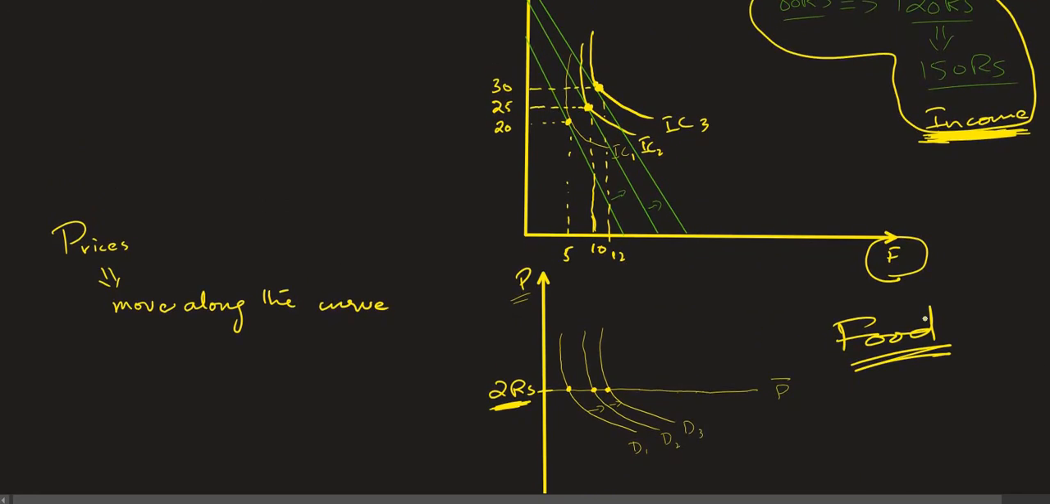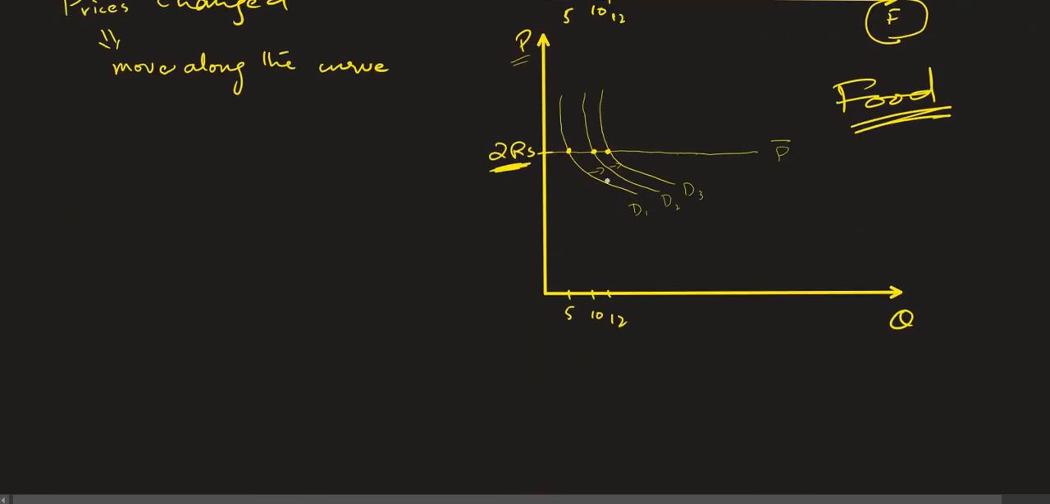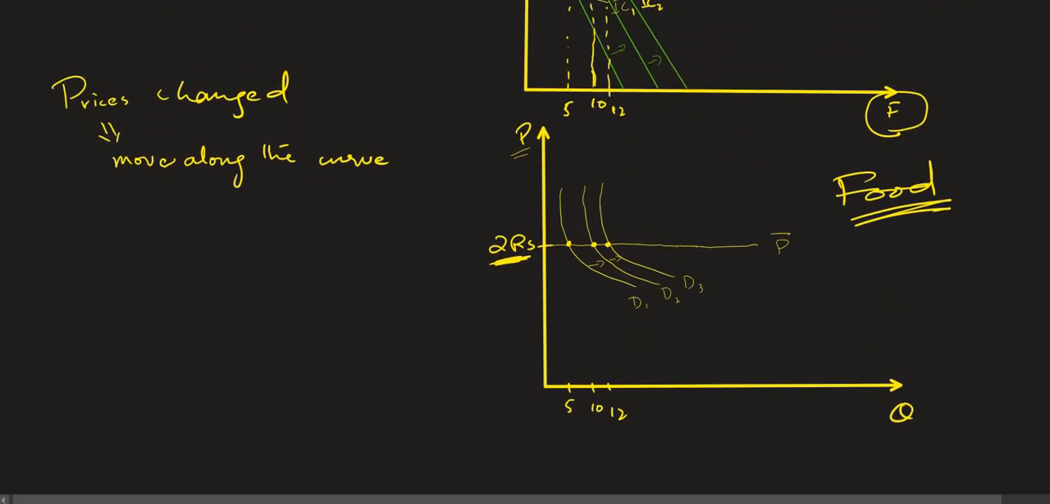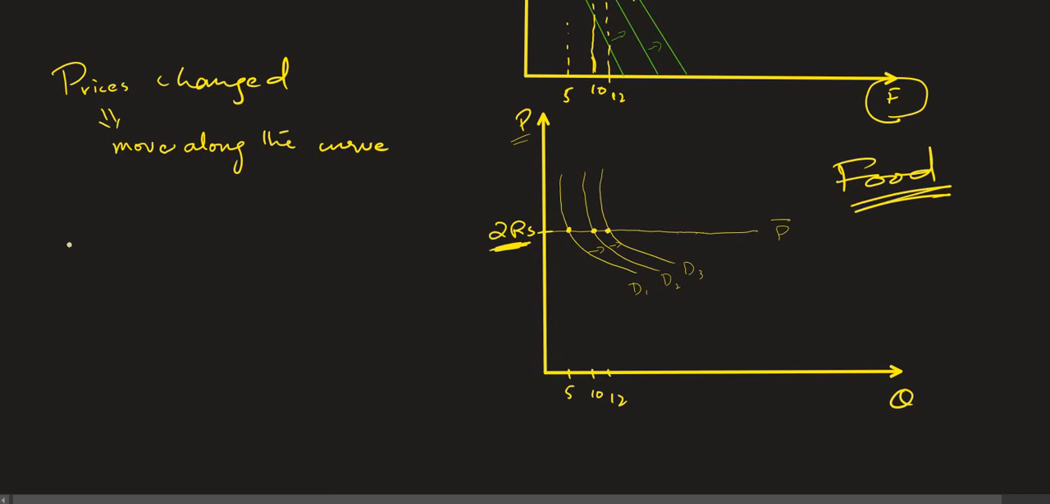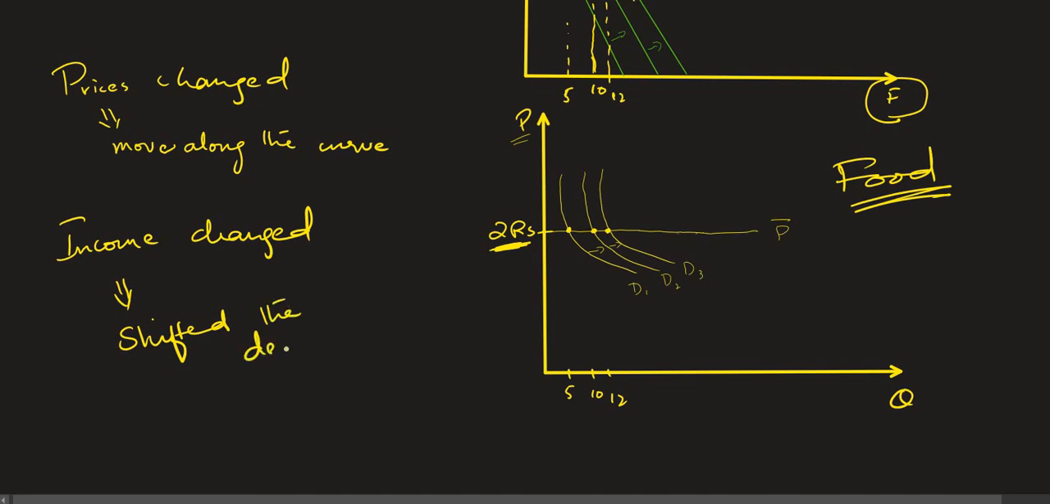But here, whenever the income is increasing, we are in need of another demand curve. So whenever the prices changed, what we did was move along the curve. But as soon as there is a change coming from a non-price determinant, and in this case we are talking about income, when income changed, we shifted the demand curve.